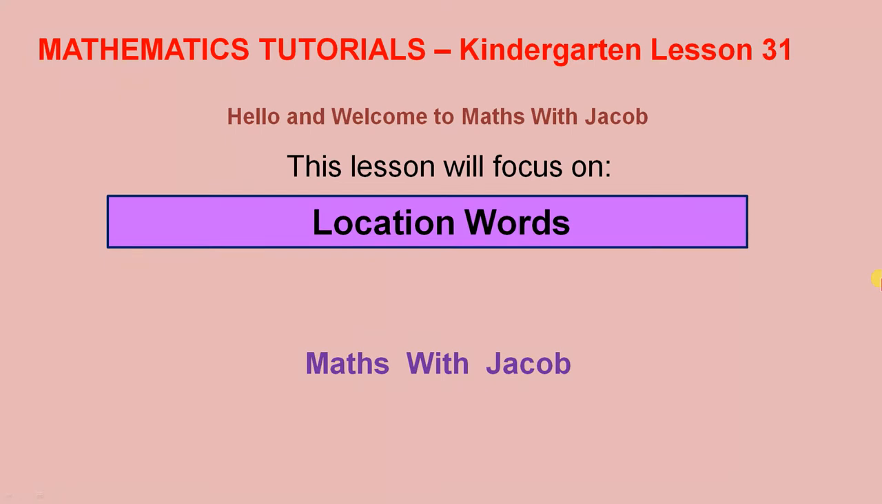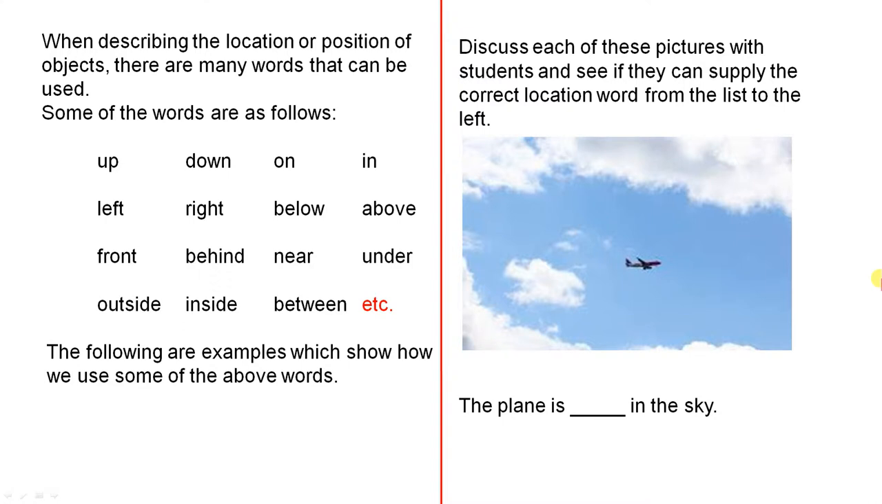This lesson will focus on location words. When describing the location or position of objects, there are many words that can be used. Some of the words are as follows, and I have 15 words here, but there are many others. The following are examples which show how we use some of the above words.